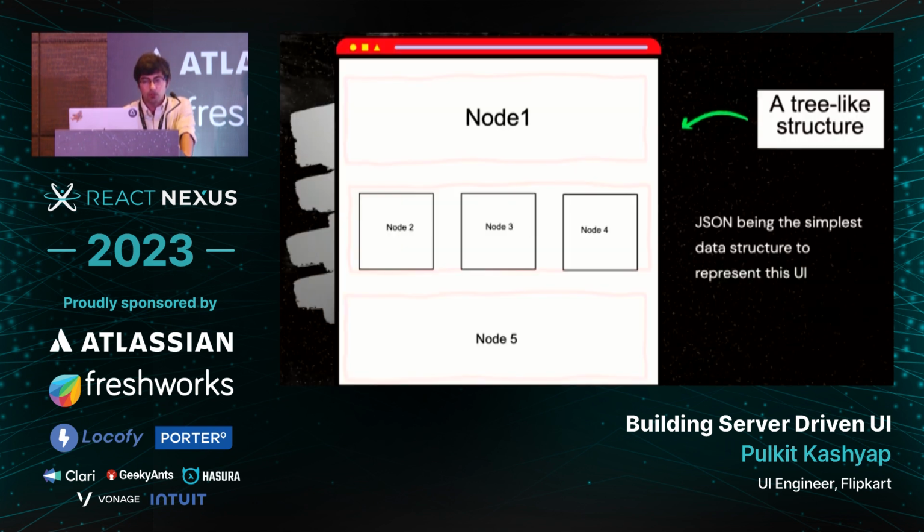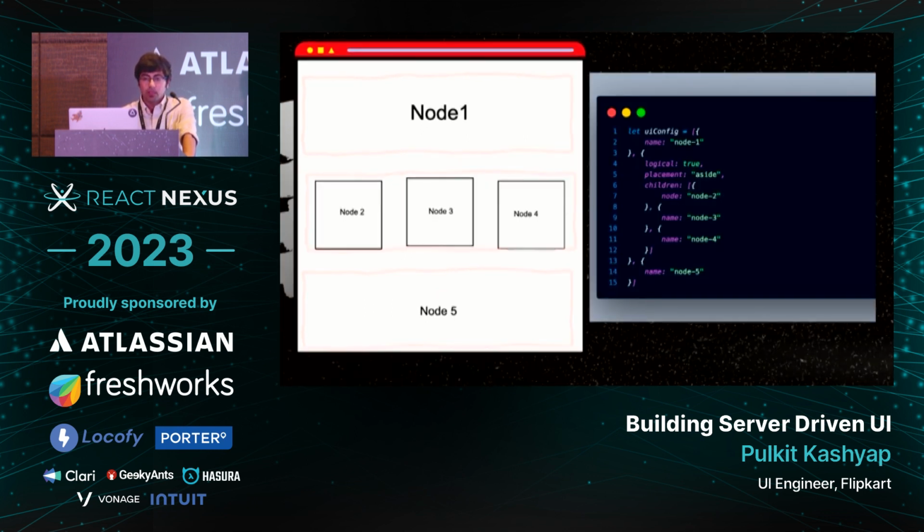Presenting the UI. Although it's a very simple example, I feel it is sufficient to put the point across. Let's say there is some React component named Node1, which has three children, Node2, Node3, Node4, and then at the bottom there is another component, Node5. If you look at it, it's actually a tree where the body is the root, this is another node which in turn has three leaf nodes, and this is another node which is acting as a leaf node. Now JSON is actually the simplest data structure to represent this UI.